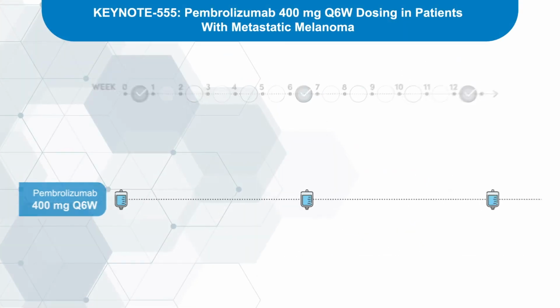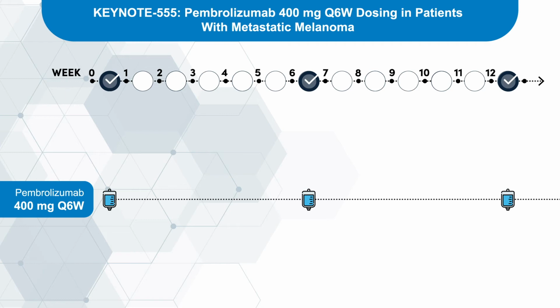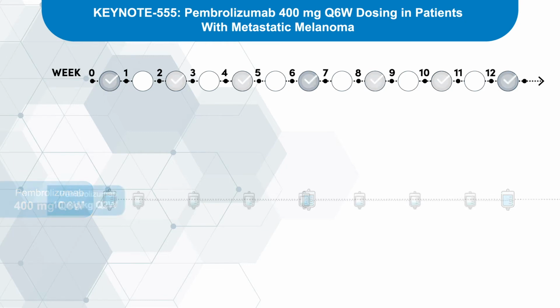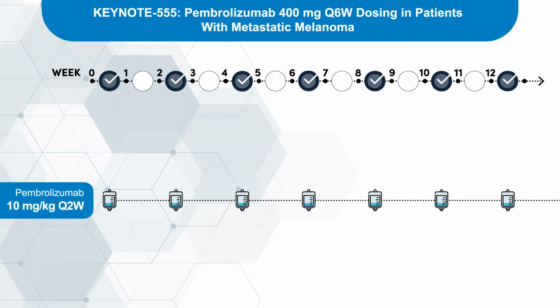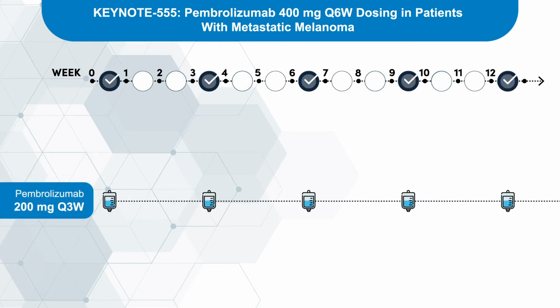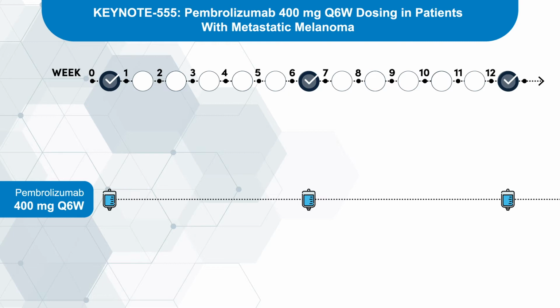In clinical trial Keynote 555, approximately 100 patients with advanced melanoma were treated with Pembrolizumab 400 milligrams every 6 weeks. Pharmacokinetic data were used to validate the model-based assessments, and safety and efficacy signals were compared to those seen in previous studies testing every 2 and every 3-week Pembrolizumab in patients with advanced melanoma. Outcomes from the study supported administration of Pembrolizumab 400 milligrams every 6 weeks.